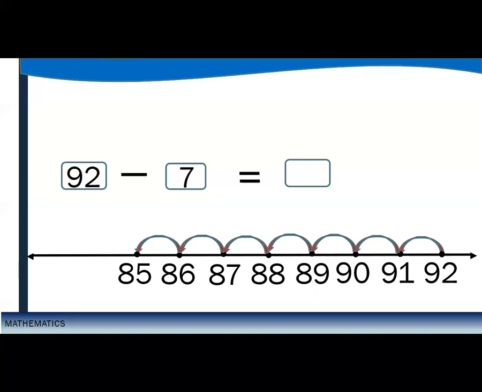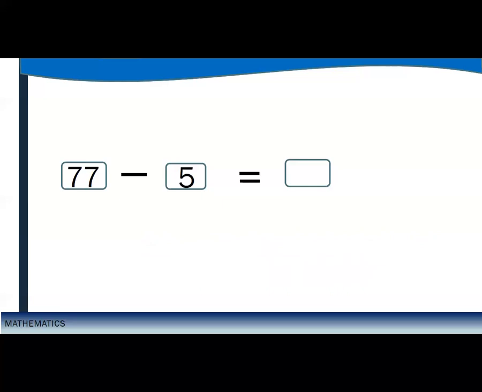To write our answer, we look at the number we stop at. And what did we stop at? Yes, we stopped at the number 85. So 92 subtract 7 equals 85. And now for your fourth activity, boys and girls.